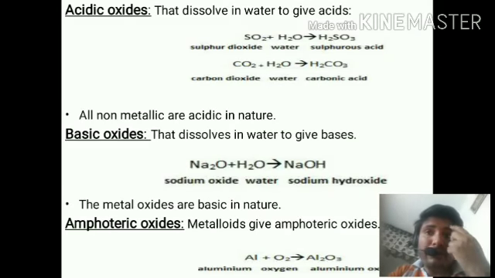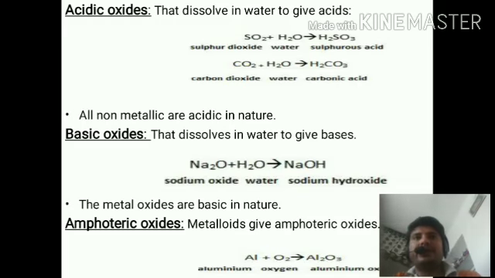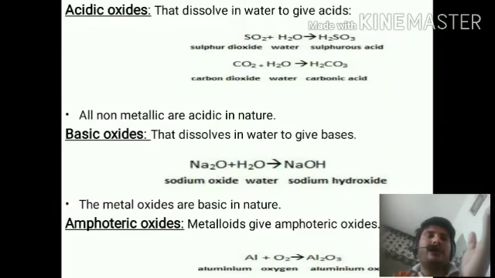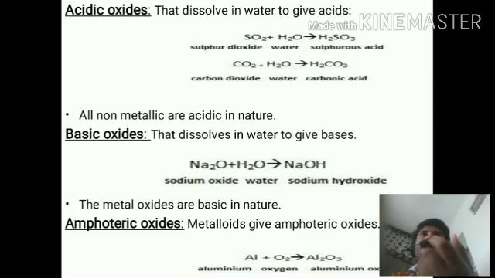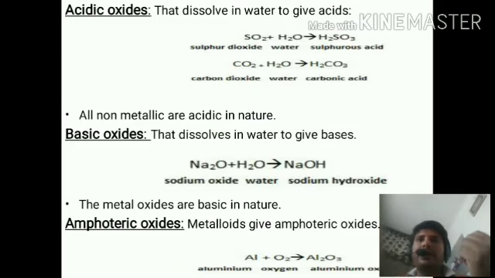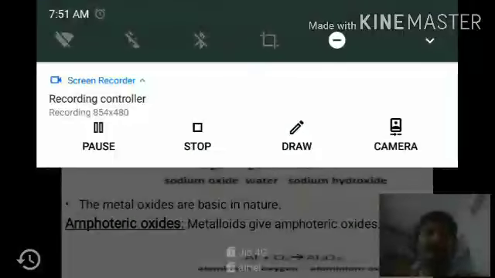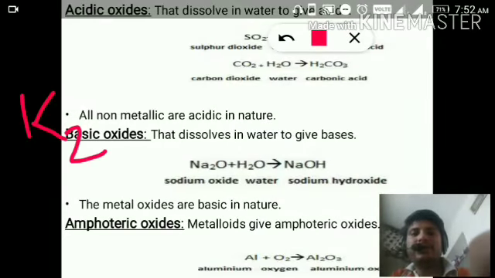Now basic oxides: when an oxide reacts with water to give a base, it is called a basic oxide. For example, all metal oxides are basic, like K2O. The most important thing is that all metal oxides are basic. What are metals? Sodium, potassium, calcium, magnesium, aluminum, these are metals. All metal oxides are basic in nature, so when a metal oxide dissolves in water, it gives a base. For example, K2O, it's a metal oxide.